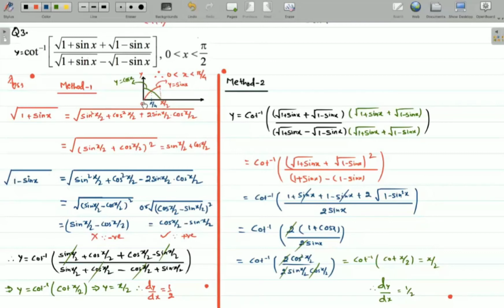The reason is if we take the graph of sin x and cos x from 0 to pi by 4, what will happen? We know that x by 2 goes from 0 to pi by 4.